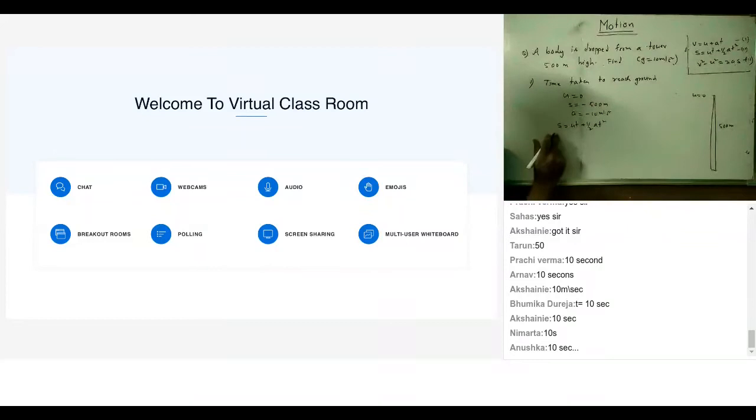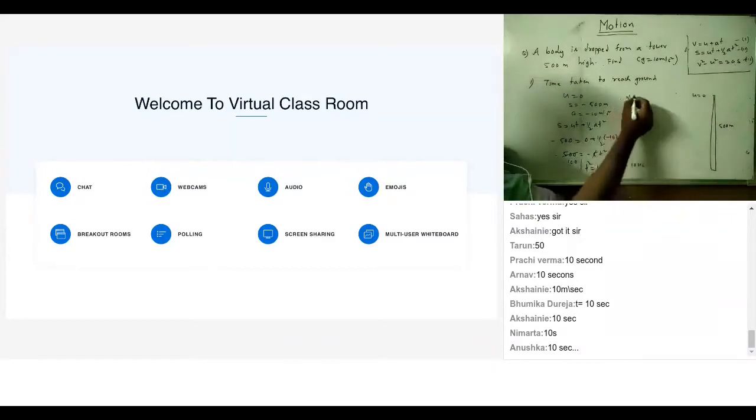So S is how much? S is minus 500 equal to 0 plus half into minus 10 t square. So I'll get minus 500 equal to minus 5t square. So t square equal to 100. That implies t equal to how much? 10 seconds.